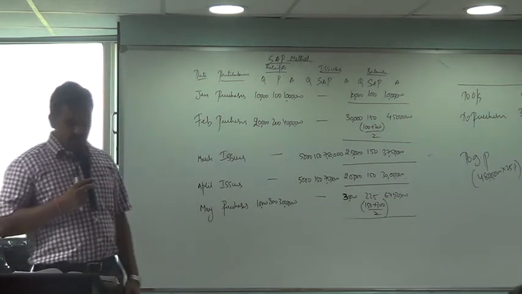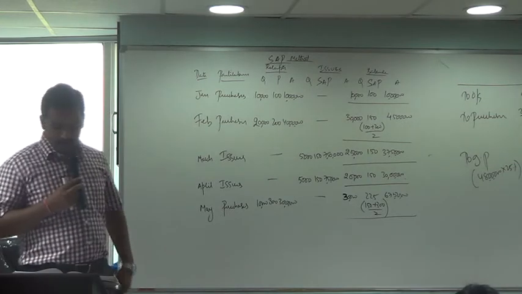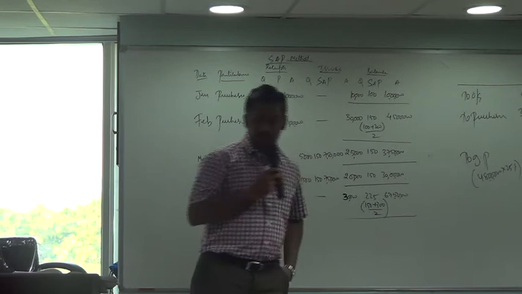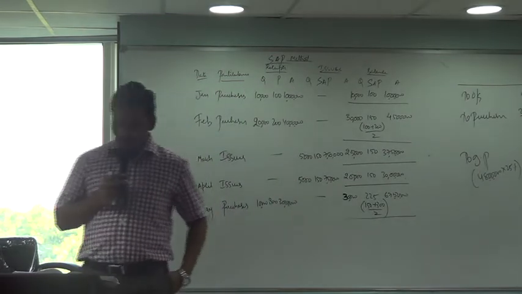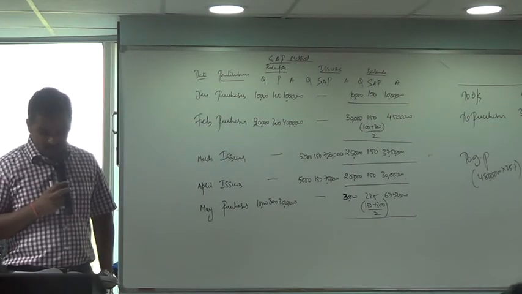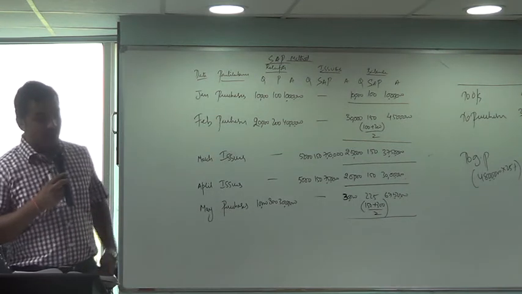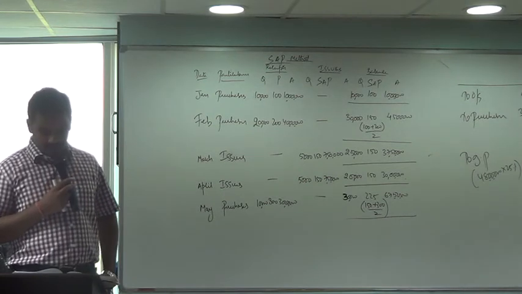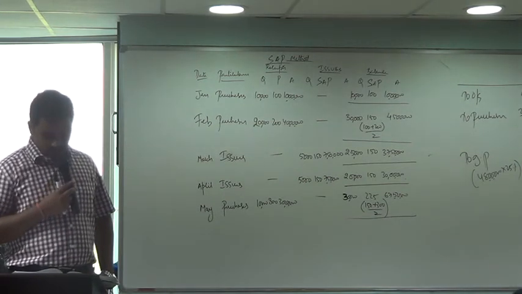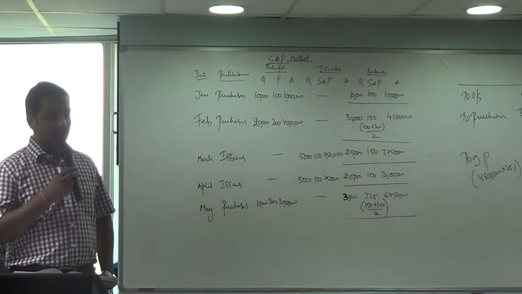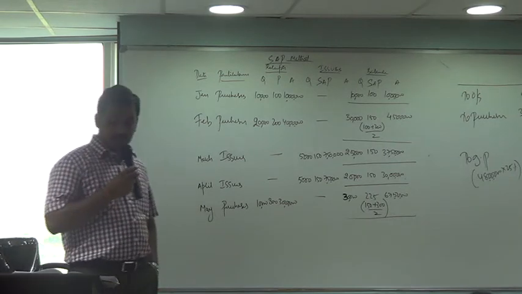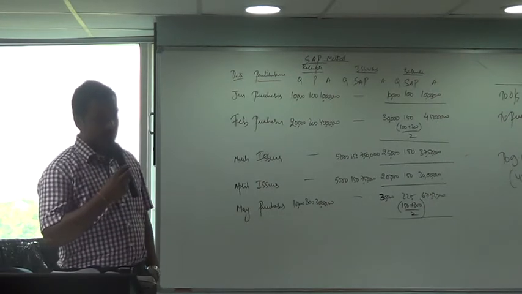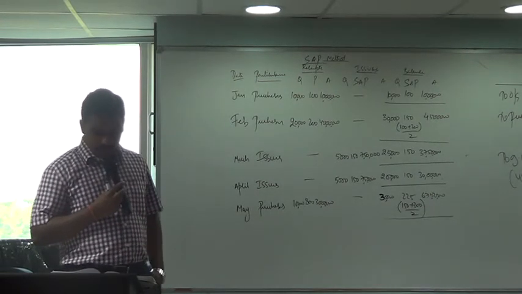C Limited recorded the following information as on 31st March 2011. Inventory on 1st April 2010, 80,000. Purchases, 1,60,000. Sales, 2 lakh.